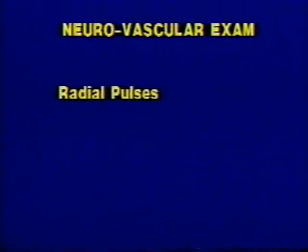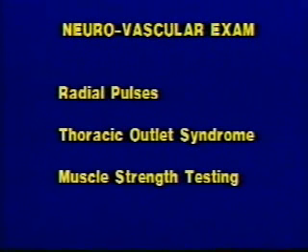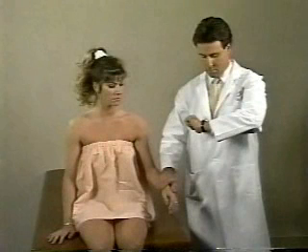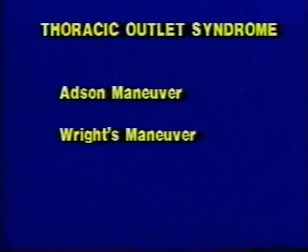The neurovascular exam is a cursory exam which includes the following: radial pulses, test for thoracic outlet syndrome, and muscle strength testing of both upper extremities. The radial pulse is palpated and compared to the opposite extremity. The vascular exam includes provocative tests to evaluate vascular compression in the thoracic outlet. Keep in mind, the reliability of these tests is low. Adson maneuver and Wright's maneuver.